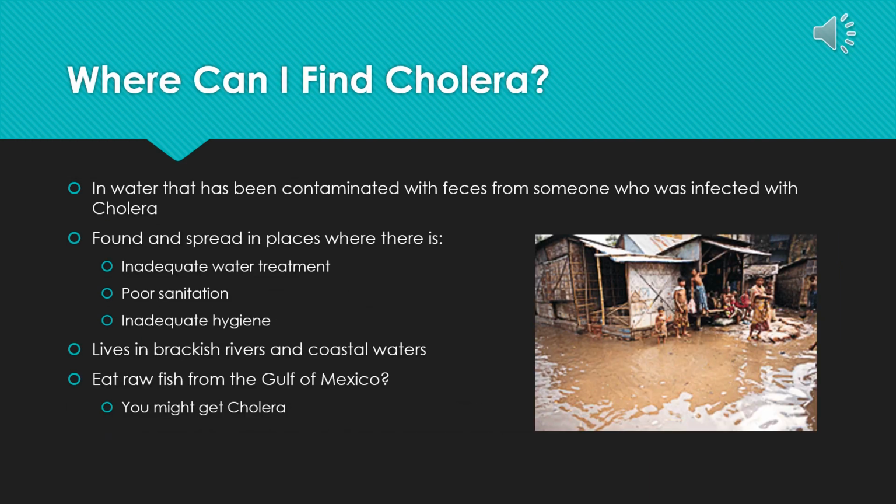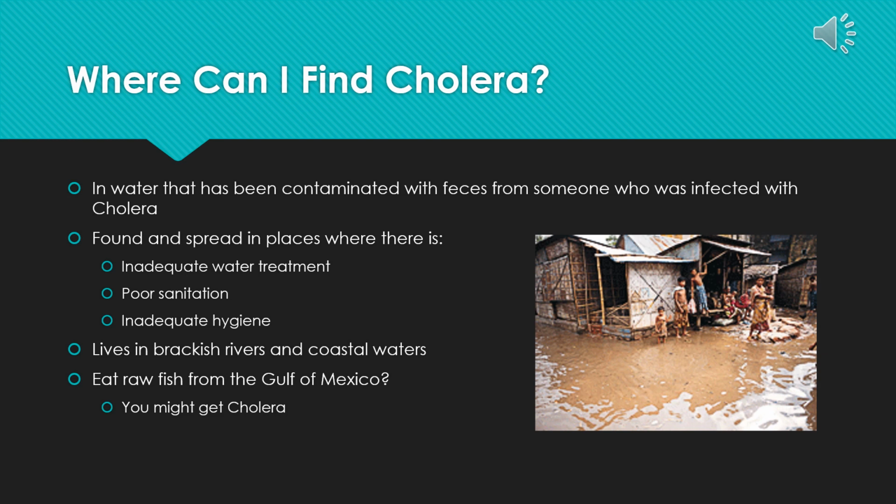If I was trying to find cholera, where should I look? The answer is probably water. Exactly why cholera loves water will be expanded on in another slide. But cholera is usually found in water that has been contaminated with feces from someone who was infected with the bacteria. Contaminated waters are usually found and spread in places that have inadequate water treatment, poor sanitation, and inadequate hygiene, making it less likely for cholera to be found in developed countries with better water treatments.